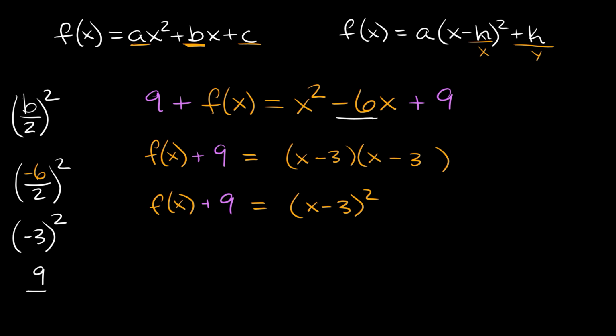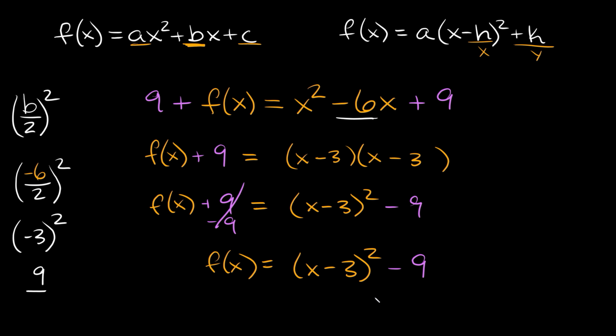Great, so you can see we almost have our vertex form. The last thing we have to do is get rid of this 9 and move it back to this side. So here, let's subtract 9 from both sides. On this side, they cancel out. So then we end up with f of x is equal to x minus 3 squared minus 9. All right, great. So now you can see we finally have it in vertex form.